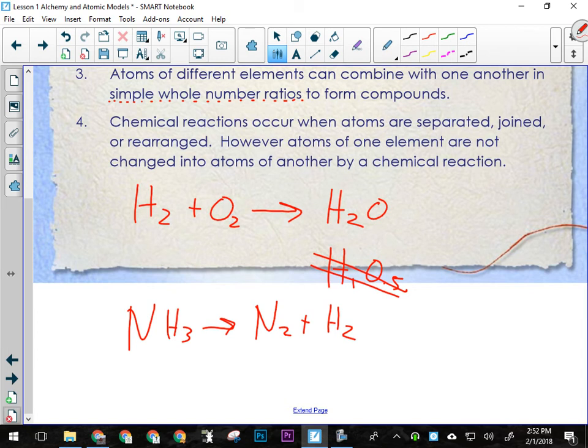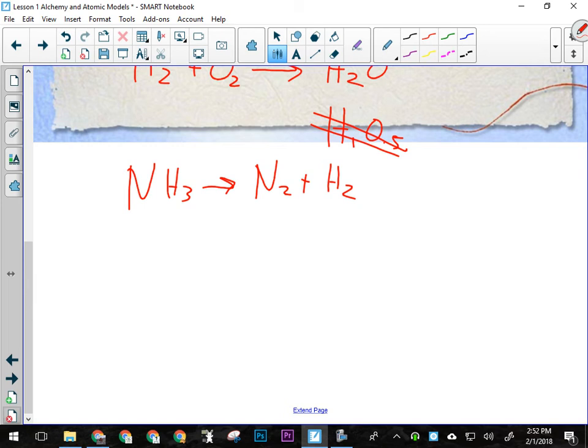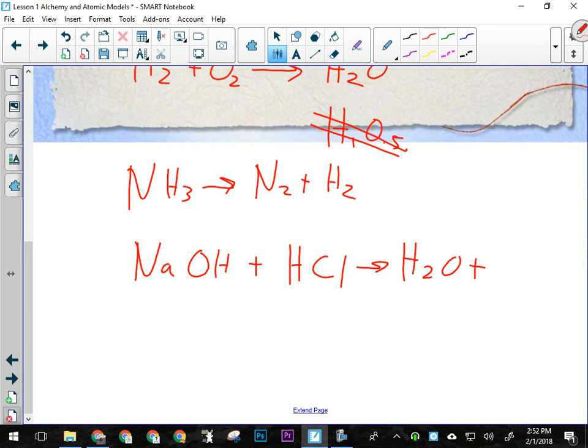Or they could be rearranged. That could be like the one we looked at a minute ago. So we'll write a different one here. In that reaction, I've rearranged the atoms. I haven't changed what atoms are there. I had hydrogen, oxygen, and sodium and chlorine on one side, and I have the same atoms on the other side. Who they're with is different, but it's still the same atoms. I haven't created anything new.